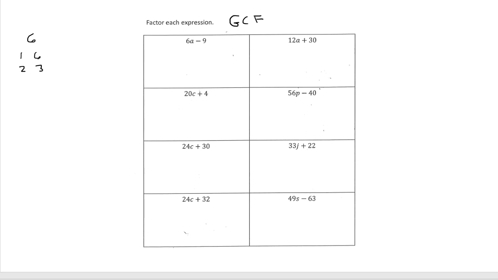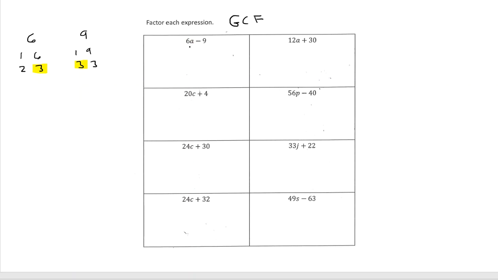And then if we look at, so that's our first term is a 6a. Our second term is a 9. Okay, so if we list the factors of 9, things that multiply together to get to 9 would be 1 times 9 and 3 times 3. So if we look at both of these sets of factors, our greatest common factor would be 3. That's the biggest number that both of these terms right here have in common.